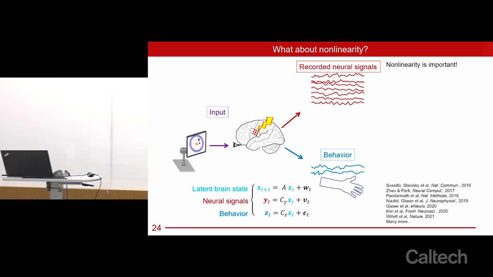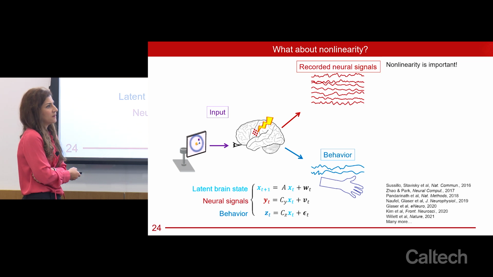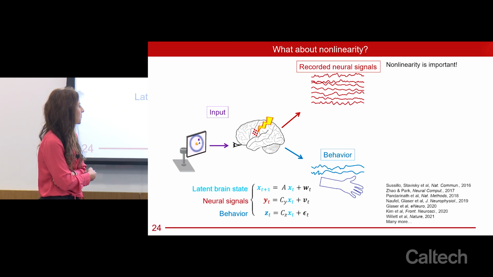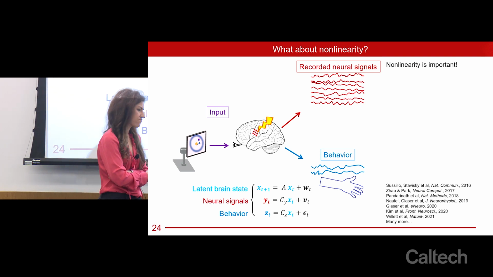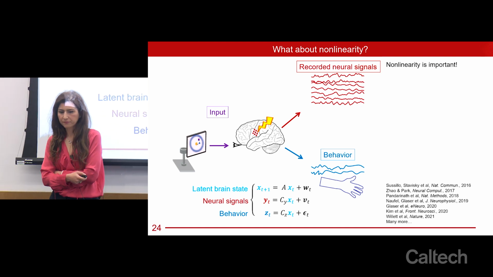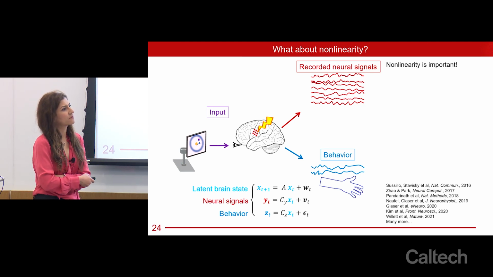Before you move on to nonlinearity, can I ask one question? Sure. About temporal dynamics? Yes. You had these equations previously where you also had matrices that directly couple input into behavior and input into neural signals. And there was no particular temporal dynamics there.